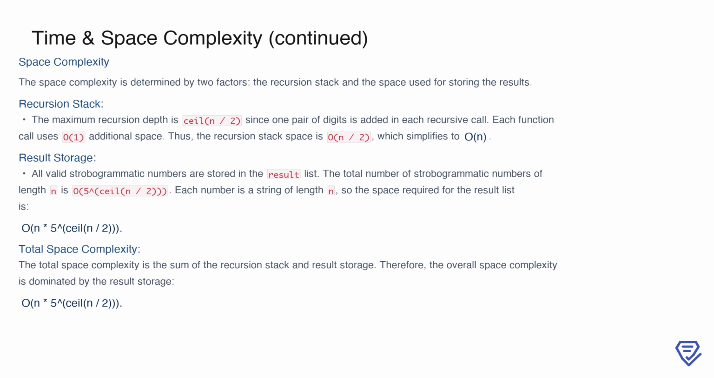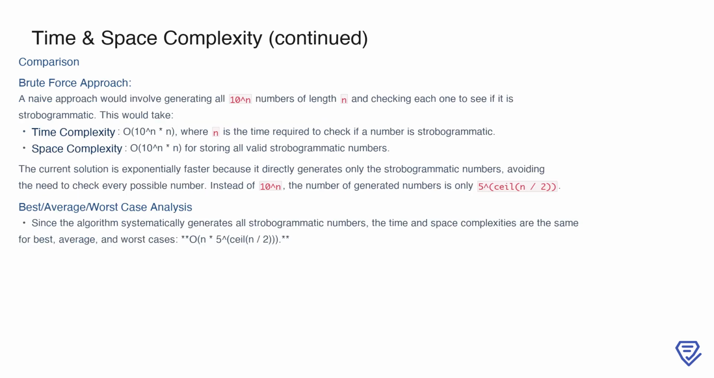On the other hand, the result list stores all valid strobogrammatic numbers. With 5^ceil(n/2) numbers, each represented as a string of length n, the space required for result storage is O(n*5^ceil(n/2)). When we combine these two factors, the storage requirement dominates, giving us an overall space complexity of O(n*5^ceil(n/2)). To better understand the efficiency of this approach, let's compare it to a brute force method.